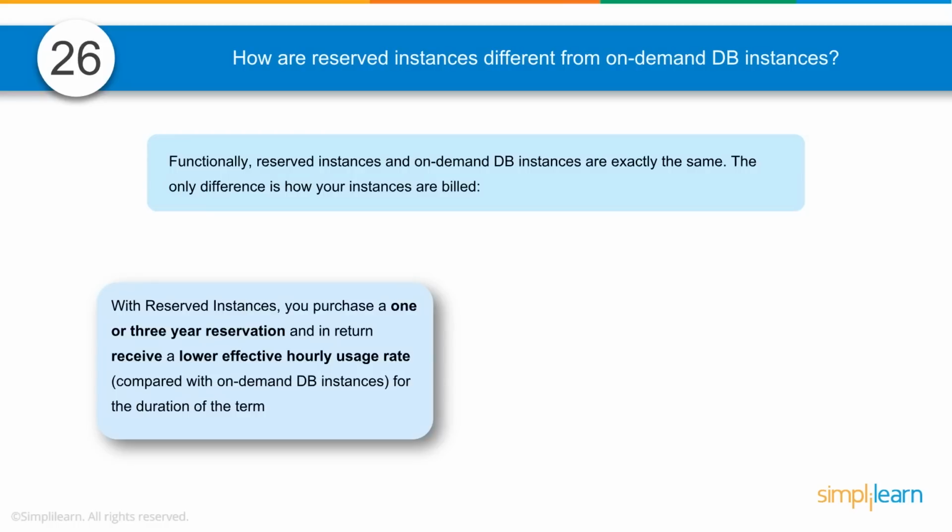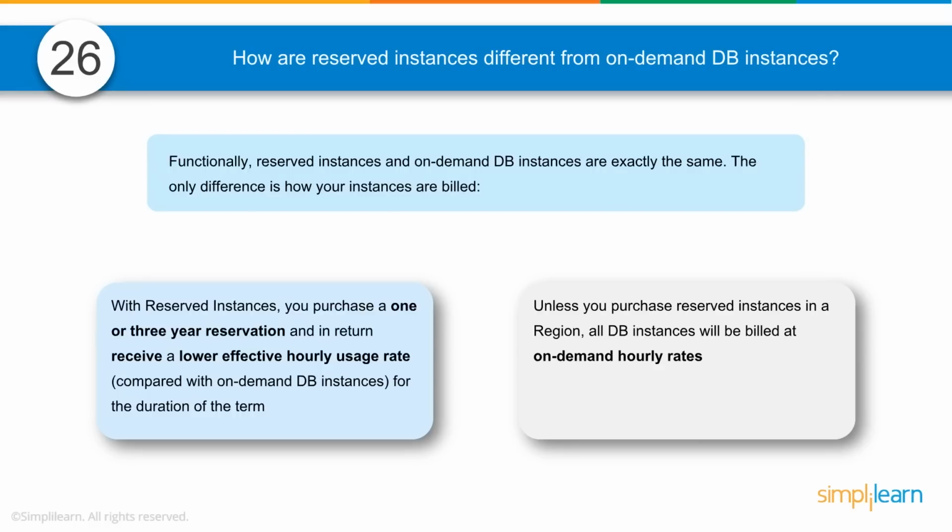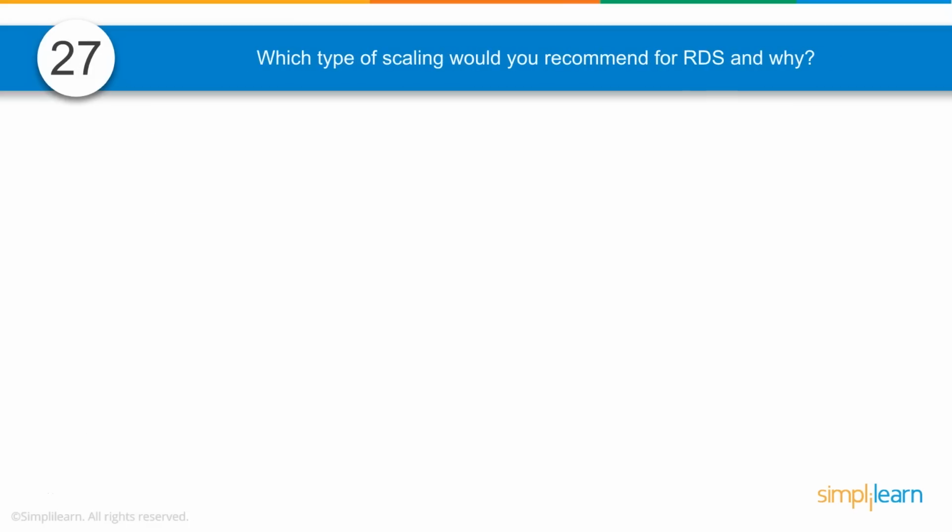Reserved instances are purchased for a 1-year or 3-year reservation, and in return we get a very low per-hour price because we're paying upfront. It's generally said that a reserved instance is 75% cheaper than an on-demand instance, and Amazon gives you that benefit because you're committing for 1 year and sometimes paying in advance for the whole year. On the other hand, on-demand instances are billed at an hourly price.